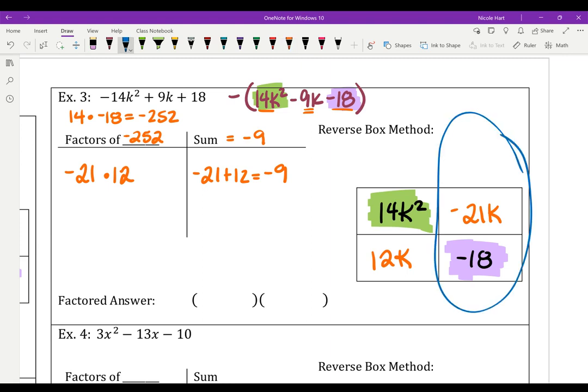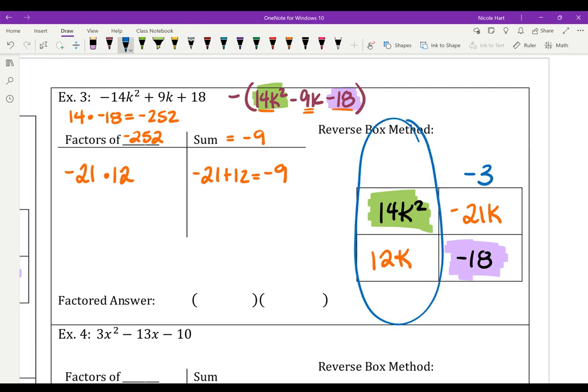So if I look at my first column, -21 and -18. There's only one k, so we're not going to factor out a k, but 21 and 18 both have 3 in common, so we're going to factor out a 3. And since they're both negative, I'm going to make it a -3.